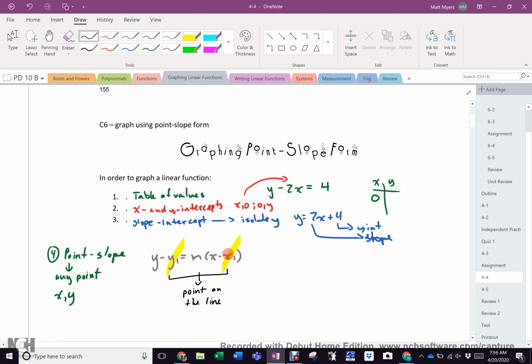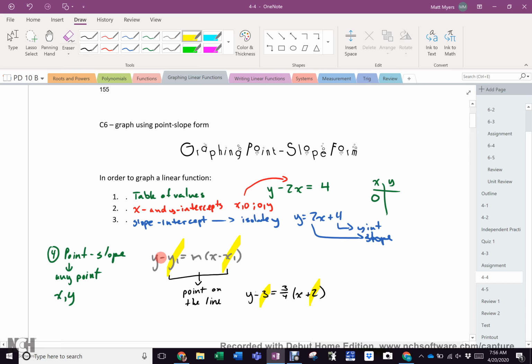So if I were to give you something in point slope form, it would look like this: y minus 3 equals 3/4 times (x plus 2). Now you will notice there are my points that are on the line, right?